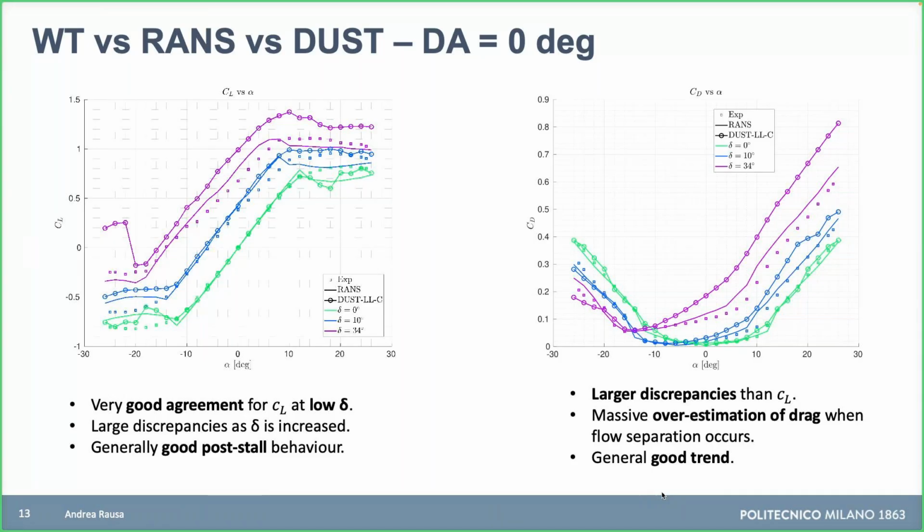And the CD curves are actually even worse in this case. So that's the limitation of the lifting line model. We tried to improve it with the 2.5D, and there is an improvement with respect to the actual lifting line, but it's not a big deal.